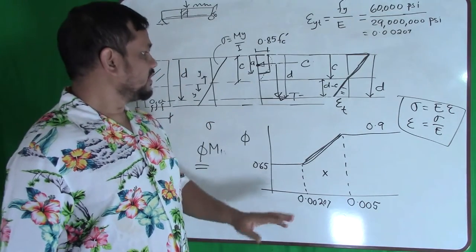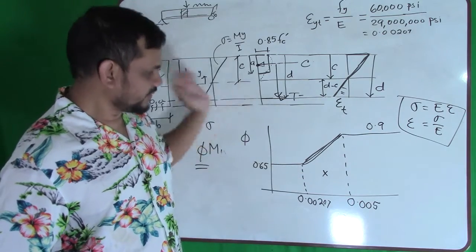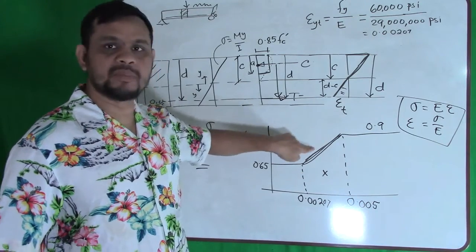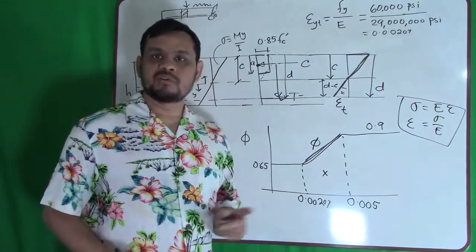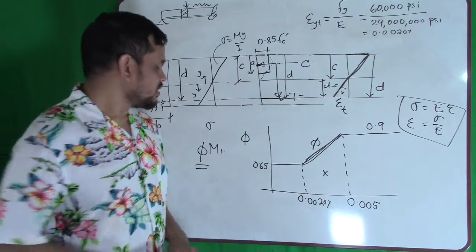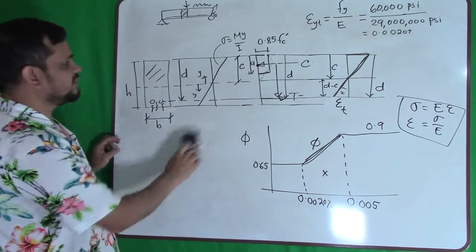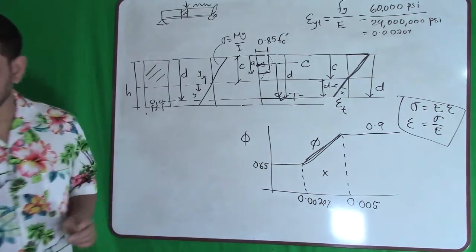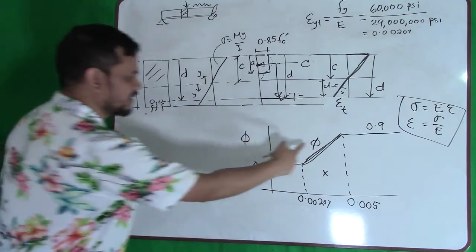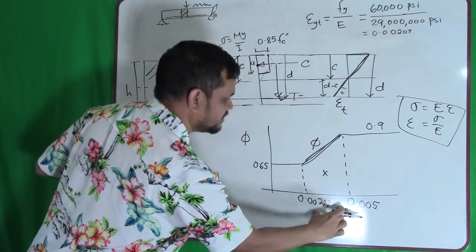So I need to find what is the value of phi here. How to find it? There are different ways. Let me make some room here. How to find phi when my steel is in between.